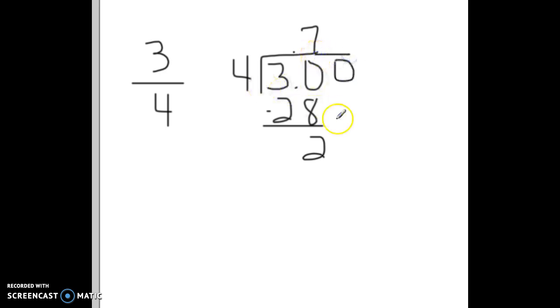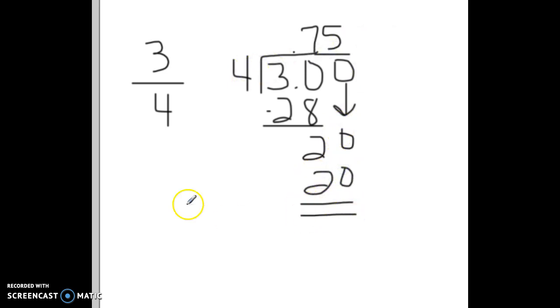When we add a 0, we bring it down. And this time 4 will go into 20 5 times. 4 times 5 is 20. And that's the end of it.